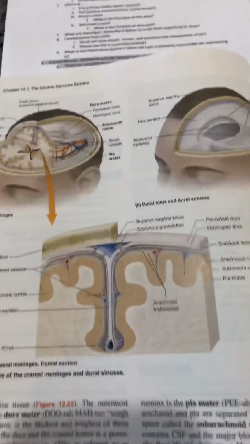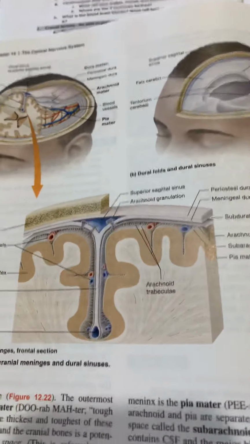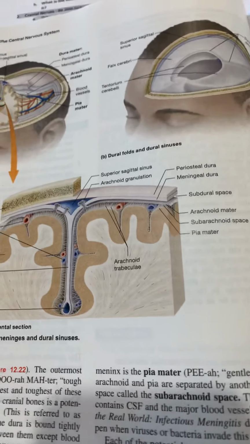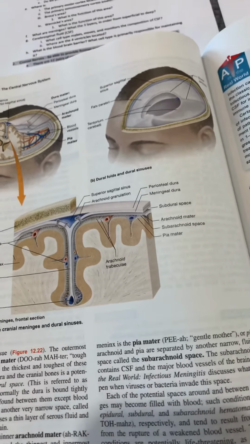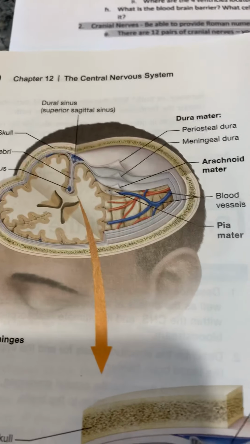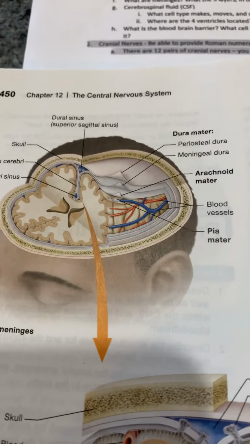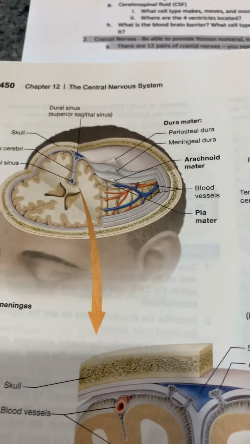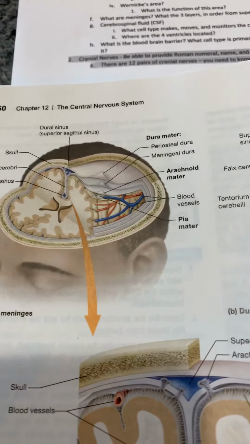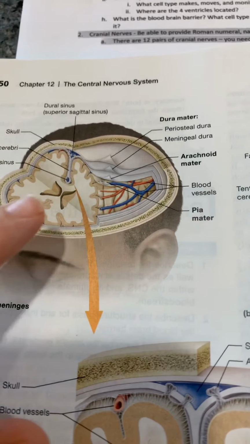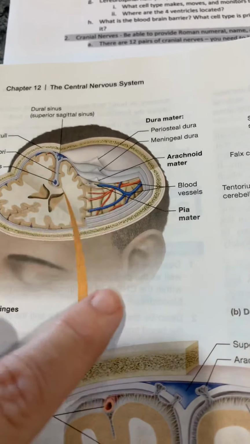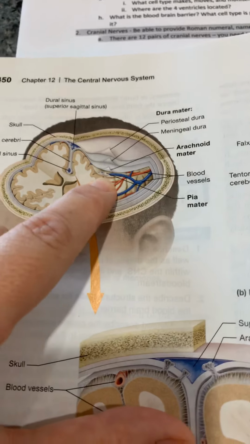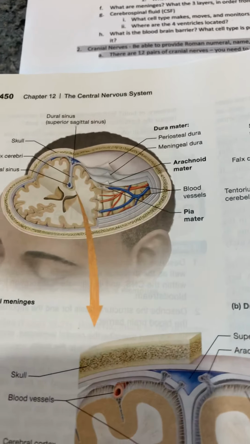Okay, protection of the brain. This is over on page 450. So these are the meninges, and I'm sure you've heard of the meninges, and there's 3 layers to the meninges. We have the dura mater, which is directly under the skull, and that's the outermost layer of the meninges. Then we have the arachnoid mater, which is underneath that, and then the pia mater, which is the third layer, and it's directly on the surface of the brain.